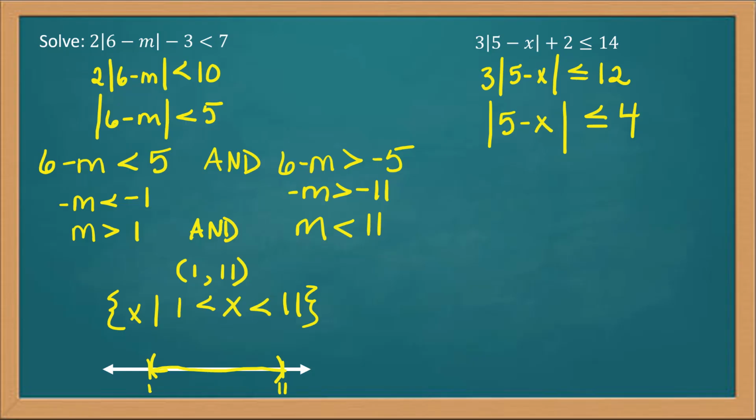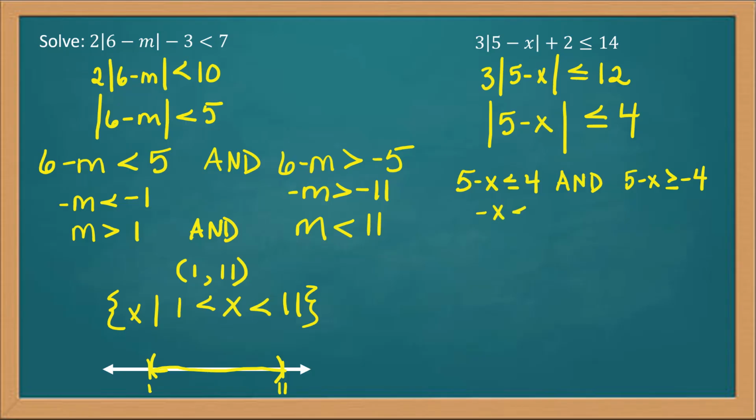So we have to write 2 inequalities. 5 minus x is less than or equal to 4, and it also has to be greater than or equal to negative 4. We don't want it to get any further away from 0 than 4 steps. And so now we can solve for x.